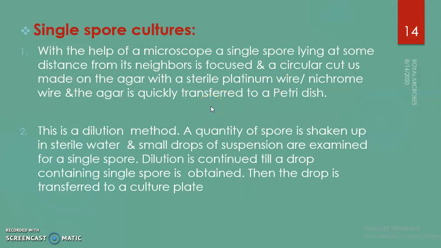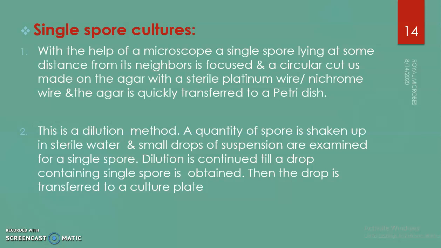Next we can see single spore cultures. Single spore cultures can be done using two methods. In the first method we use a microscope. With the help of a microscope, we select a single spore from the culture media, and a circular cut is made on the agar block with a sterile platinum wire or nichrome wire. This agar block containing the single spore is quickly transferred to a medium, so that the spore in the agar block will germinate to produce a fungal colony.